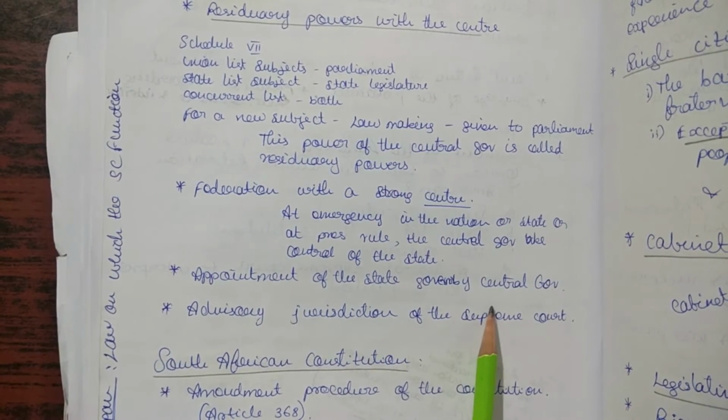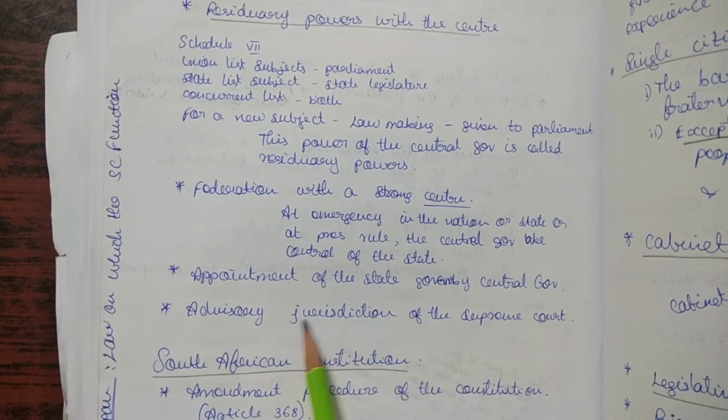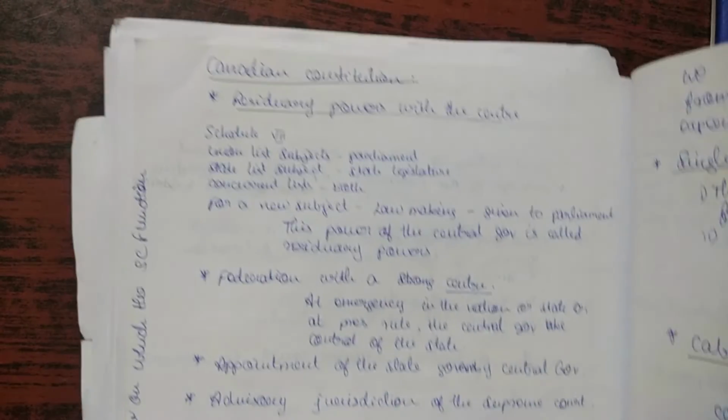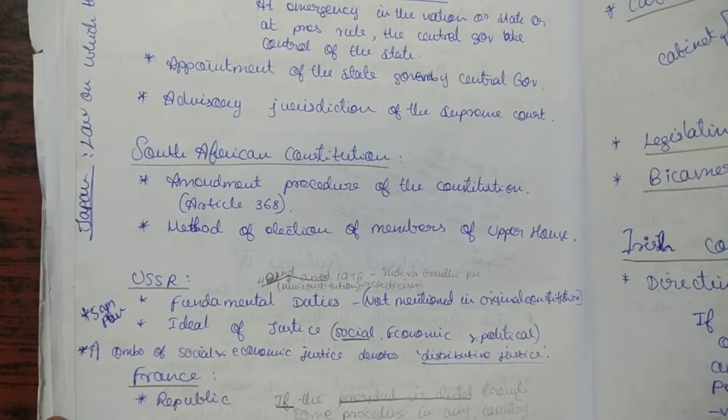Appointment of the state governor by the central government. Advisory jurisdiction of the Supreme Court. All of these we have borrowed from the Canadian Constitution. Next comes the South African Constitution.